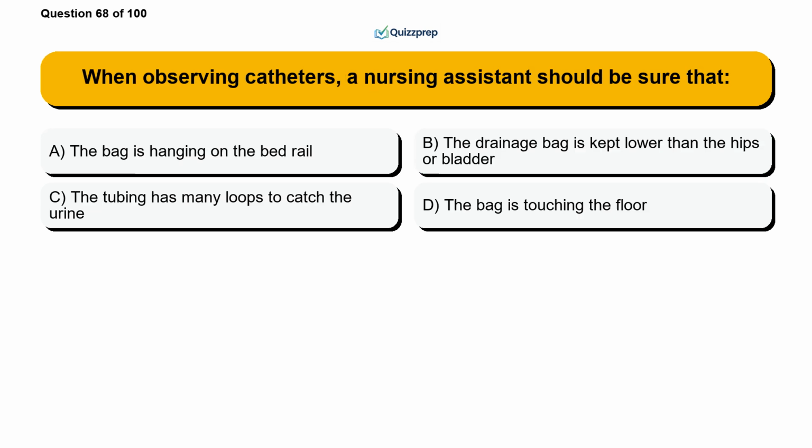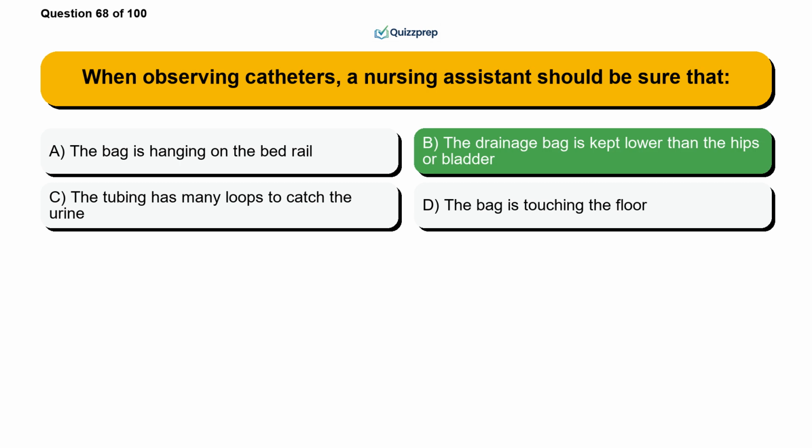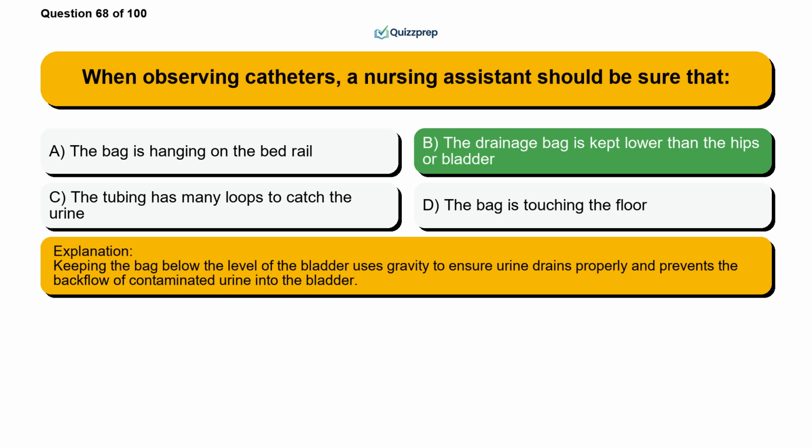Question 68. When observing catheters, a nursing assistant should be sure that: Option A, the bag is hanging on the bed rail. Option B, the drainage bag is kept lower than the hips or bladder. Option C, the tubing has many loops to catch the urine. Option D, the bag is touching the floor. The correct answer is option B, the drainage bag is kept lower than the hips or bladder. Keeping the bag below the level of the bladder uses gravity to ensure urine drains properly and prevents the backflow of contaminated urine into the bladder.